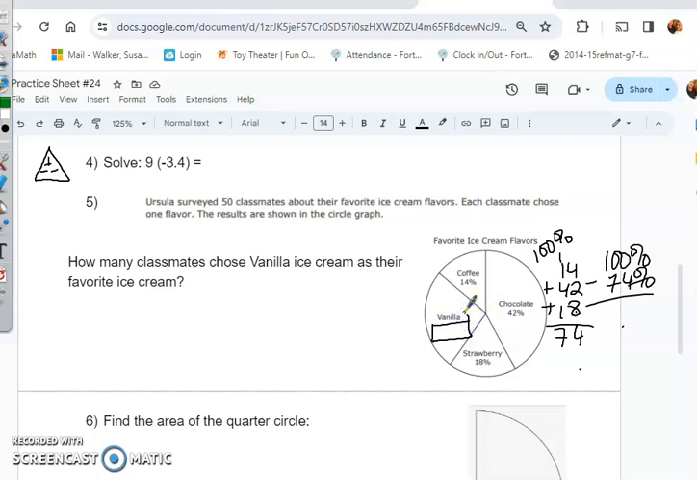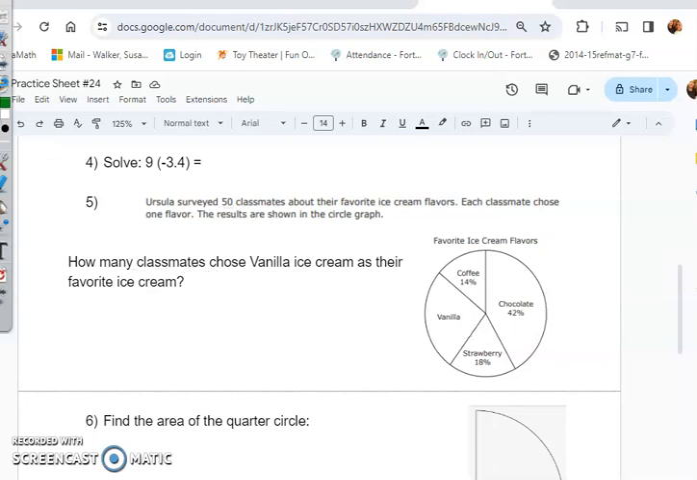Now, that's not my answer because it says how many classmates, not what is the percent. Okay, so I have to, I hope you're listening, change the percent to a decimal and multiply. That is your job. Change the percent to a decimal and multiply. Okay.